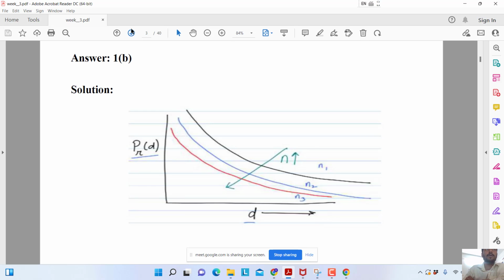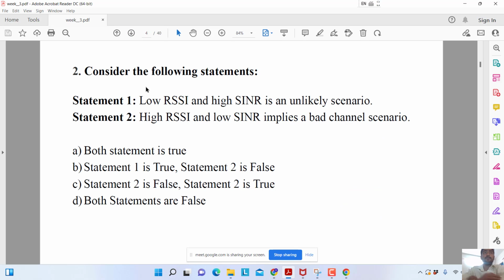Okay, now we will see question number two. We have two statements, and you have to tell which statement is true. We have four options. Please read the statements and you can answer. Statement one is: low RSSI and high SNR is an unlikely scenario. Statement two is: high RSSI and low SNR implies a bad channel scenario.